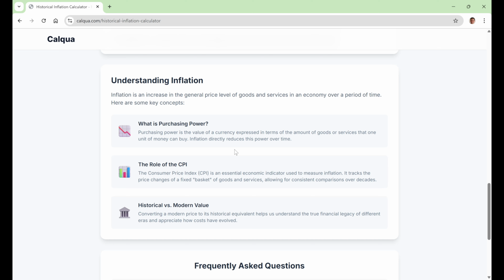By understanding the historical erosion of purchasing power, you can make smarter choices about how you earn, save, and invest your money. This calculator is more than a simple tool. It is a gateway to a deeper understanding of economic history and a key to improving your financial literacy. We encourage everyone to use it as a starting point for their own financial education.